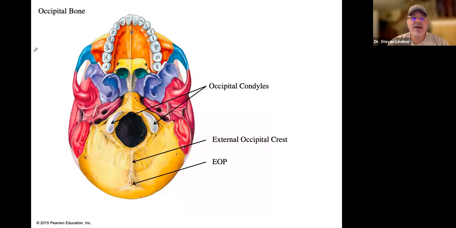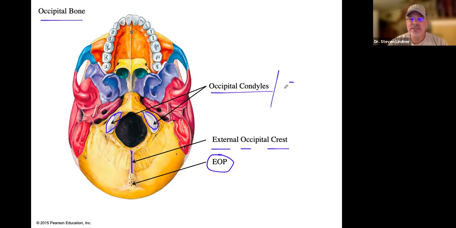When we look at the occipital bone from the inferior perspective, we can still see the external occipital protuberance, and here's the external occipital crest. Here are the occipital condyles. The purpose of these condyles is that this is the articulating surface for the skull to attach to C1, which is also known as the atlas.